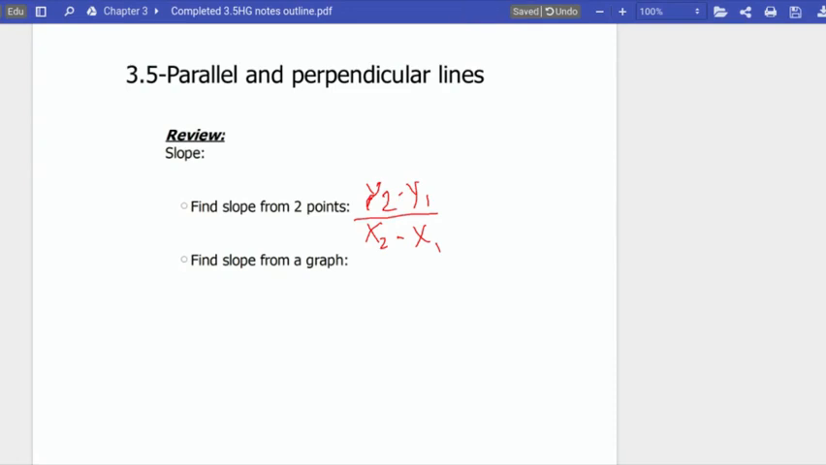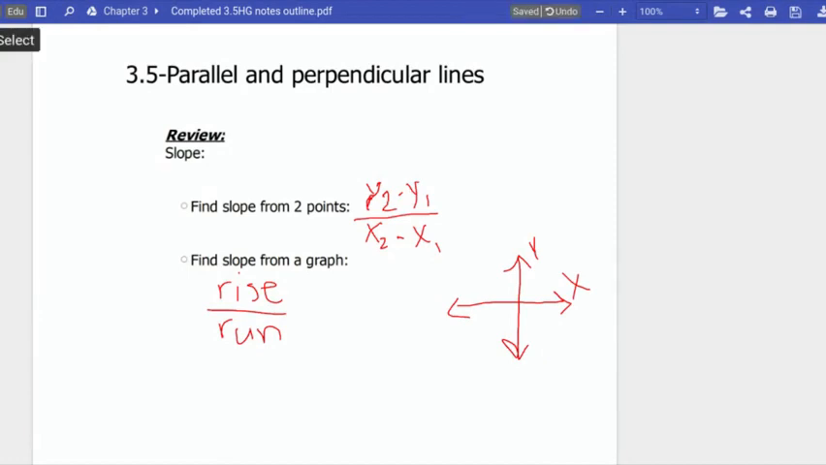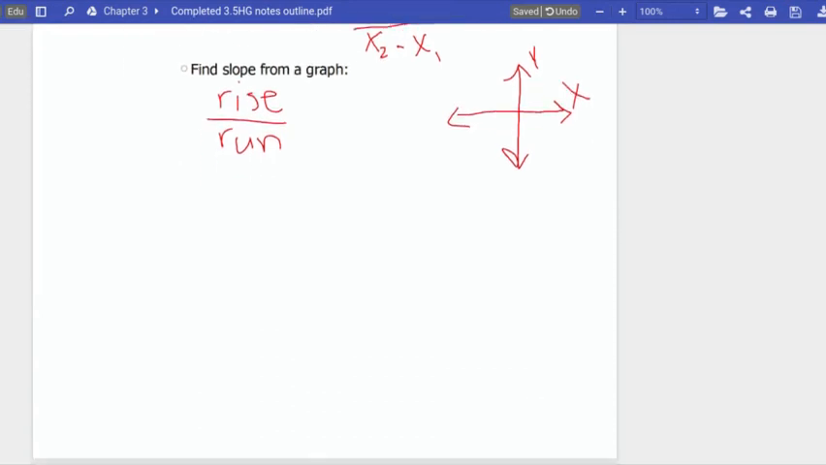And when you have a graph, you can do the same concept, but instead of having to write out the ordered pairs and subtract, you can also find this by doing rise over run. Remember that your y values are your up and down, your y-axis, so that's your rise, and your x-axis is left, right, so that's your run. So both of these would give you the same answer. Whether you use 2 points or you look at the graph, you'll get the same slope.